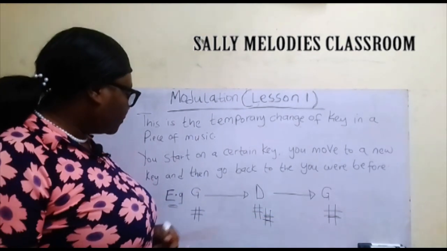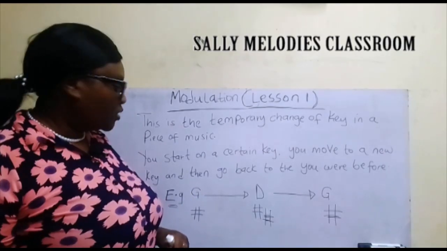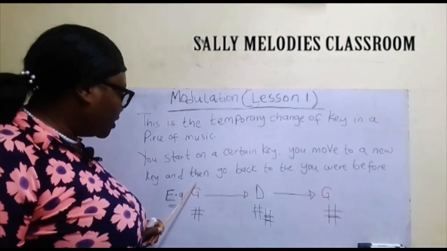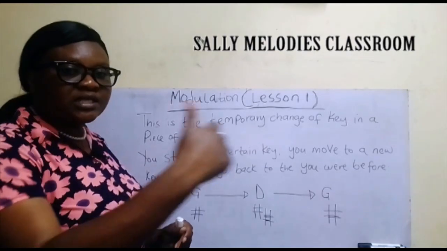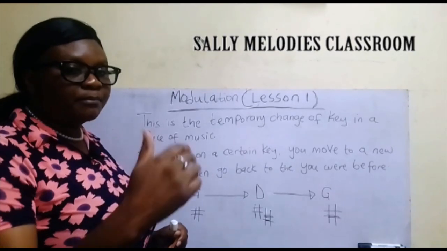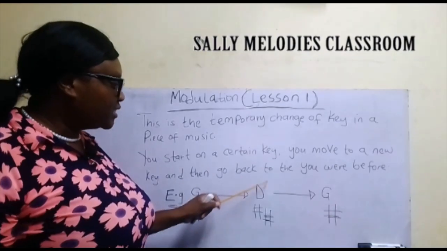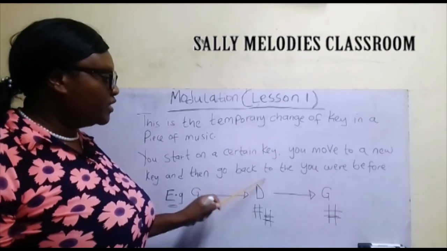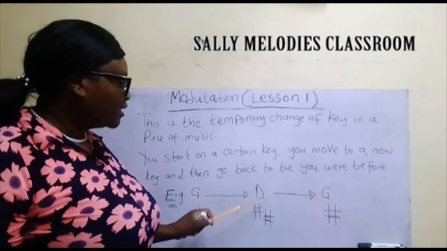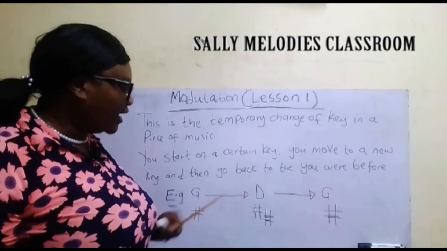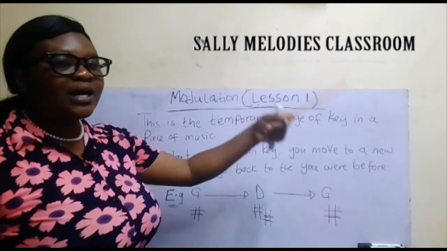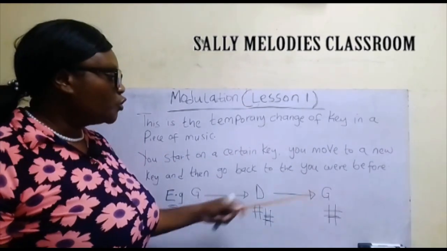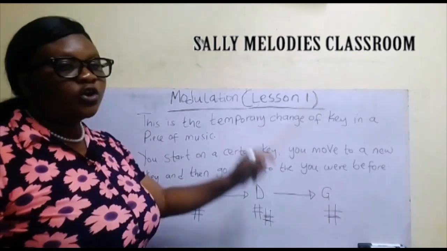And here we have an example. Maybe the song was in key G major, and then at some point you felt that it is good for you to give it a new key, which is D major. And then as you continue, maybe towards the end of the song, you go back to the original key.